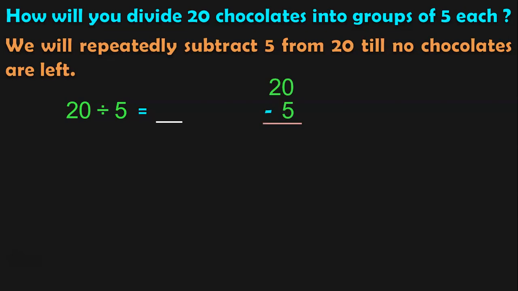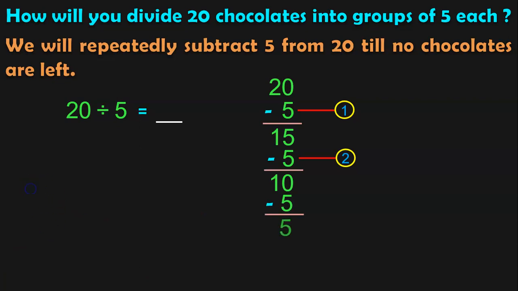The first step is to take out 5 chocolates from 20 and form the first group. What is the remaining chocolate now? 15. So this is the first group that you have formed. Next, repeatedly subtract 5 from 15. That is, you are taking 5 more chocolates away from 15. So what is the balance? 10. So you have formed the second group with 5 chocolates in it. Next, remove 5 more chocolates from 10. What is the balance? You will have 5 chocolates remaining. So you have formed the third group with 5 chocolates in it.